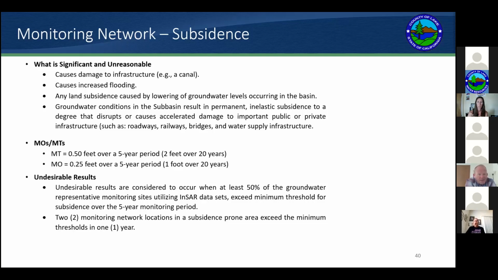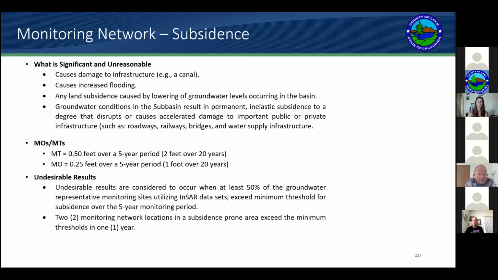And then the MO, in some cases, I've seen the MO and the MT set the same. Some folks have said that they think the accuracy of this software or technology might improve, so they take essentially the current error and try to reduce it by half. So in this case, instead of 0.5 foot per year, they look at 0.25, which obviously can't be measured at this point.